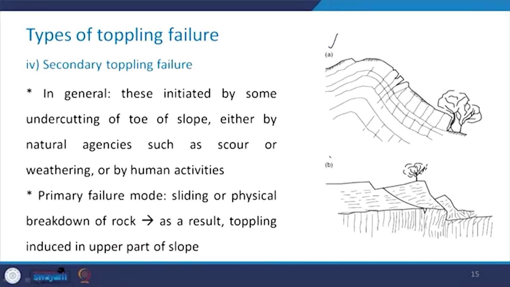So, I have here A and B, which I explained to you earlier. In general, these kinds of toppling failure are initiated by some undercutting of the toe of the slope, either by natural agencies such as scour or weathering, or by some human activities. Wherever you have the undercutting of the toe of the slope, such a type of secondary toppling failure mode can be expected. The primary failure mode would be sliding or physical breakdown of the rock, and because of this sliding and physical breakdown of the rock, this toppling will be induced in the upper part of the slope. Like you can see here, the toppling is being induced in this case.